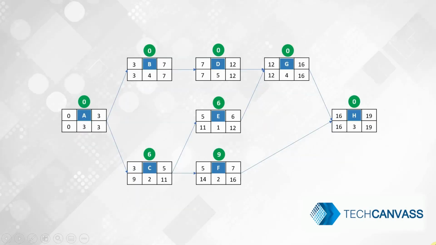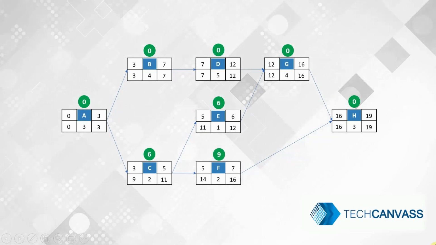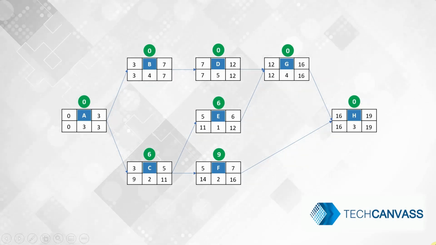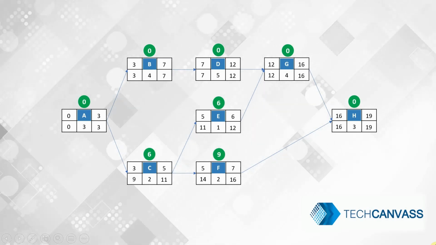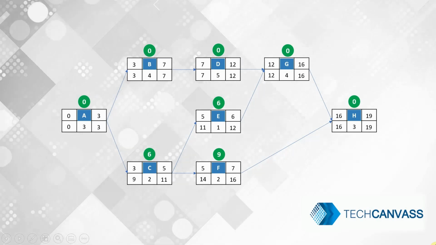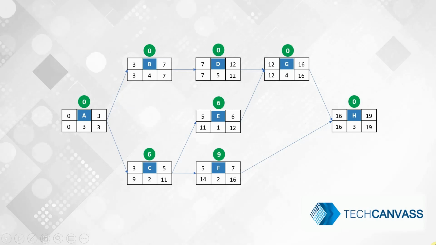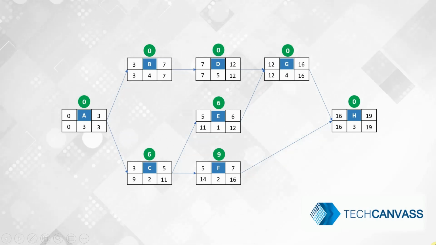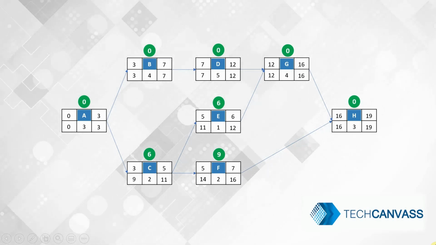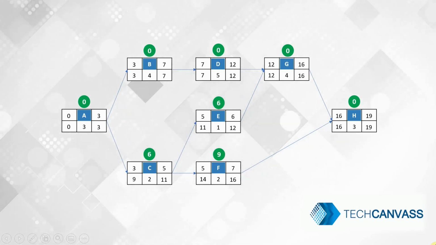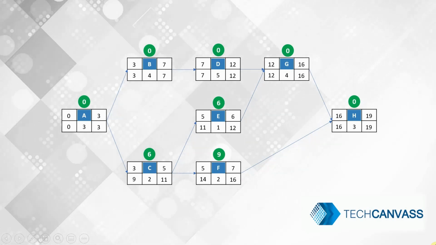Now, let us try to calculate free float for all the activities in our example. The formula for free float is the minimum of early start of successors minus early start of the current activity minus duration of the current activity. Let's take an example. Activity A has two successors. Both of them have an equal early start of 3. So the formula for free float for activity A is the minimum of early start, that is 3, minus early start of the activity, which is 0, minus the duration, which is 3. 3 minus 0 minus 3 is 0.